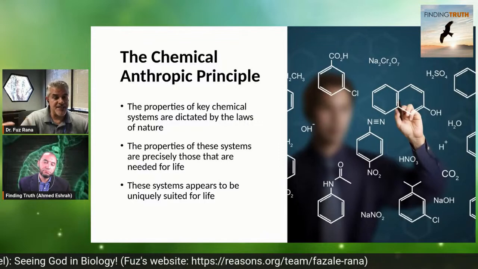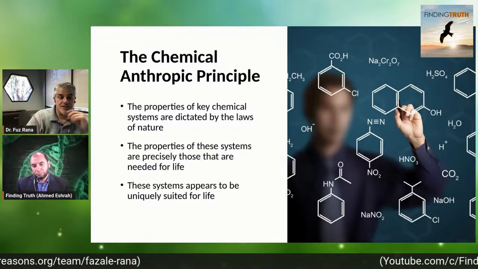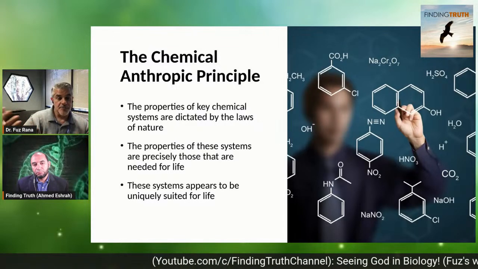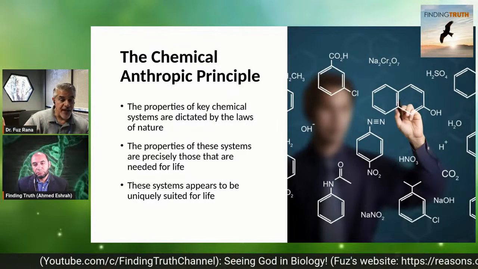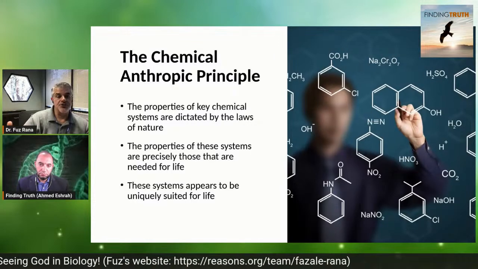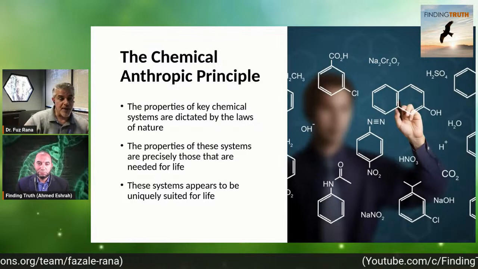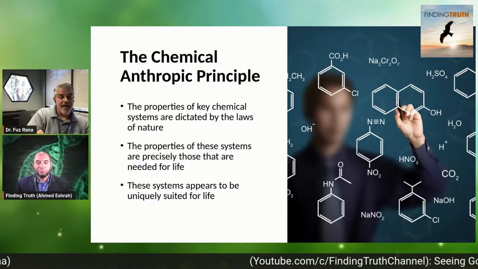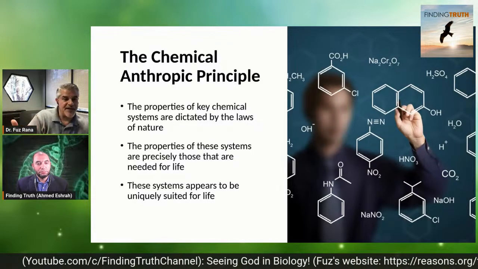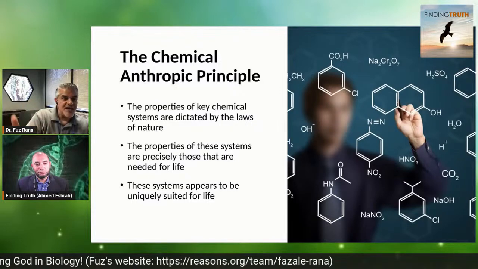So it's a very similar idea, except you're dealing with chemical systems, not with the laws of physics or the constants of physics. The idea here is that the chemical properties of molecules are determined by the laws of nature, and these are precisely what you need for life to be possible, and there are no alternatives that could exist. So water has this highly unusual set of properties that are just right for life, and there are no alternatives to water. And that suggests that there is this anthropic type of property, anthropic coincidence, anthropic principle that we see connected with water.